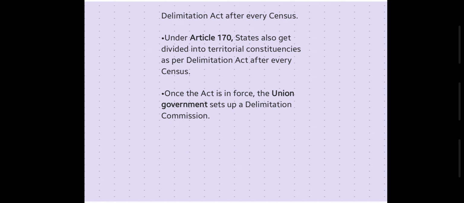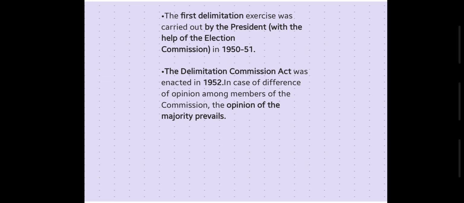Similarly, for the states under Article 170, states also get divided into territorial constituencies as per the Delimitation Act after every census. Now, once this act is in force, the union government sets up a delimitation commission. So we should know who sets up the delimitation commission. Okay. The first delimitation exercise was carried out by the president.